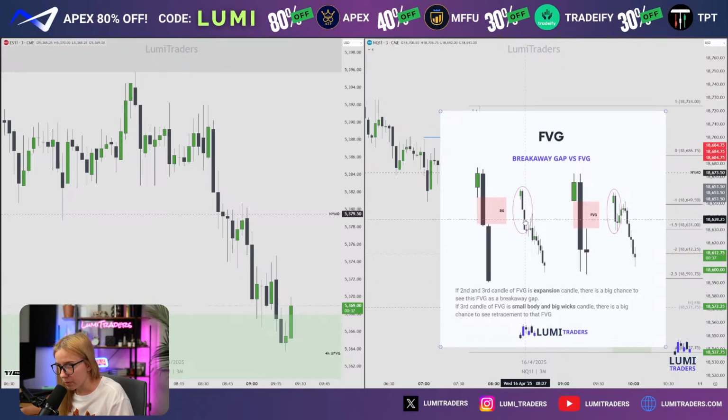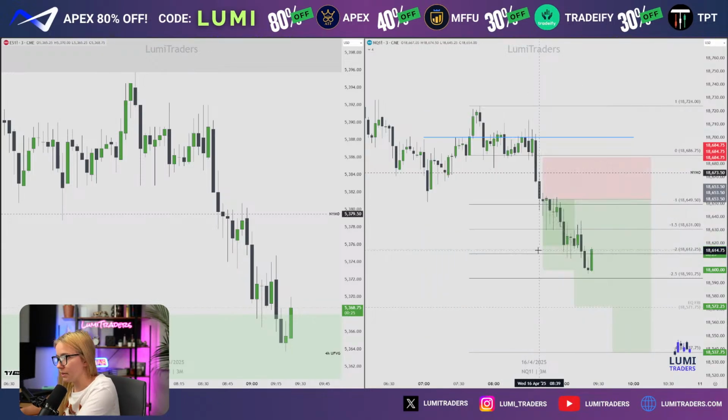For example, even right here, it's a completely different example, but what we got? We got expansion. The third candle was exactly what was explained right here, but once again, this example is not from this. See how price retraced and continued going lower. So my idea initially was that we got expansion, not perfect, but pretty similar to this expansion. So I anticipated getting this as a breakaway gap. That was the plan.